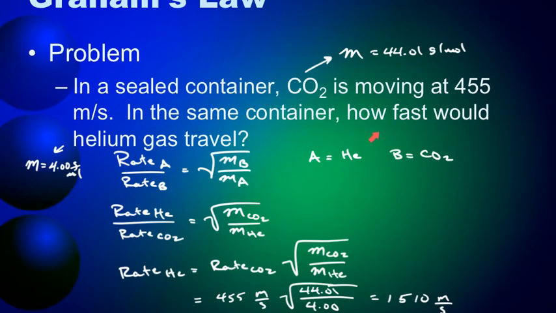Helium is the lighter gas. It's got a molar mass of 4. It should be moving faster. The lighter gases move faster. Well, carbon dioxide has a molar mass of 44.01. It's moving at 455. It's moving slower. So yes, this does check out.